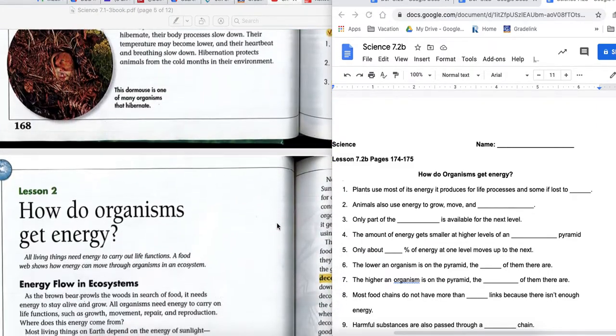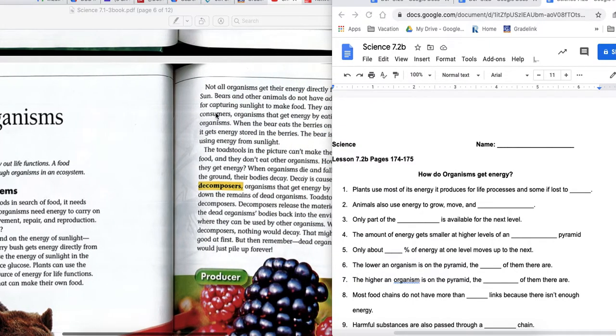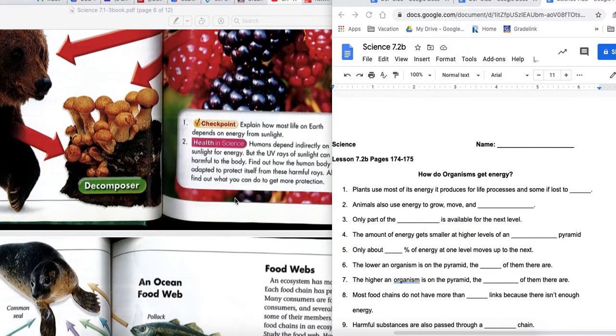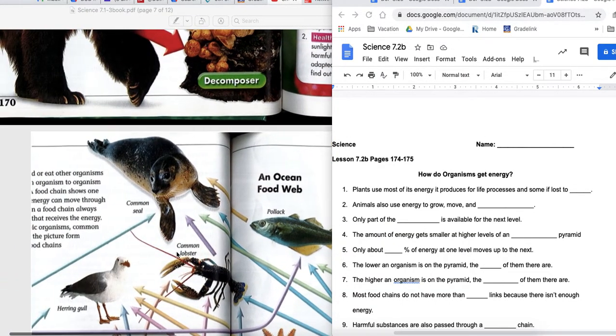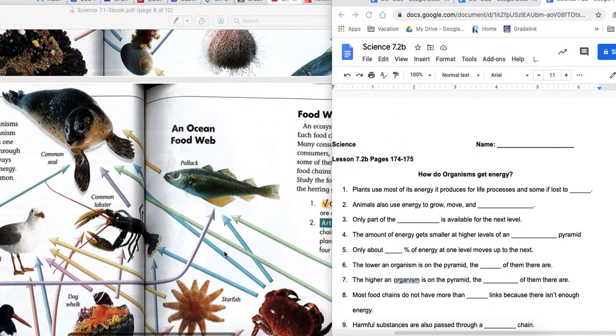We talked about three different types of organisms. We talked about producers, like plants that make their own energy. We talked about consumers, like you and me, who eat their energy. And we talked about decomposers, who break down the dead organisms to release the energy. We ended by talking about the difference between a food chain, which is one possible path, and a food web, which is reality, putting all these different things together.